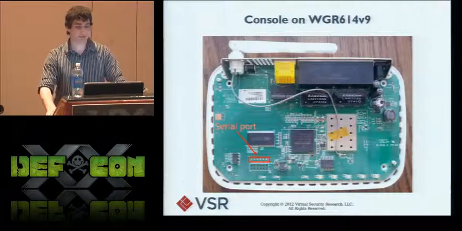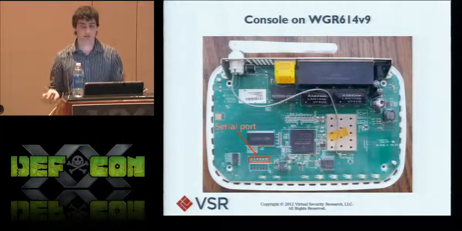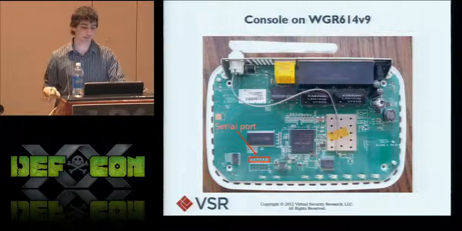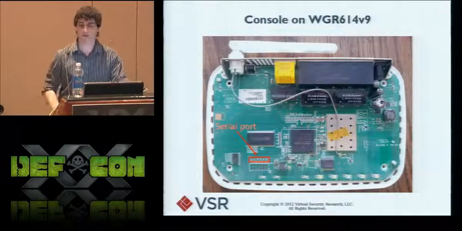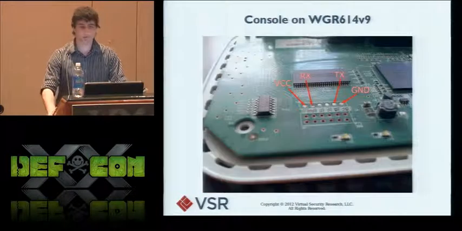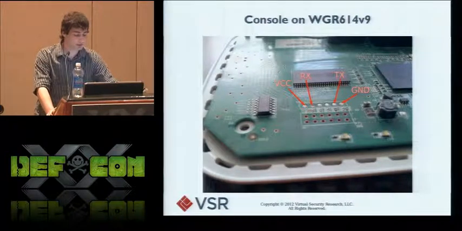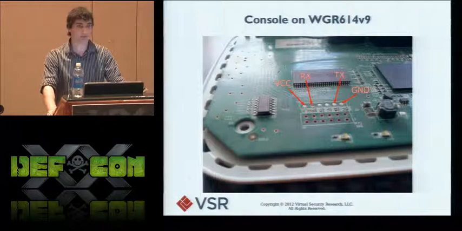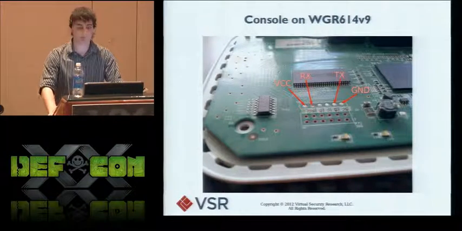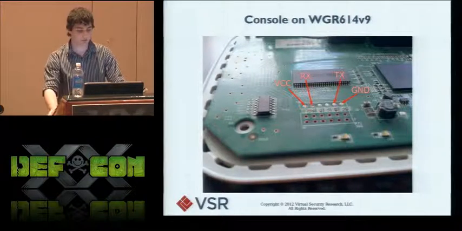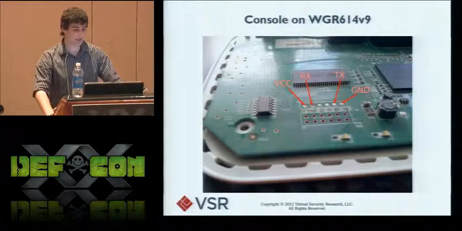So basically, connecting to the console, you're looking for 4 pins: ground, VCC, which is positive voltage, TX and RX for transmit and receive. And just for example, on the WGR614B9, these 6 pins at the bottom left constitute the serial port, but we only care about 4 of them.